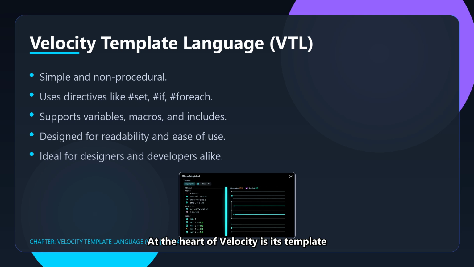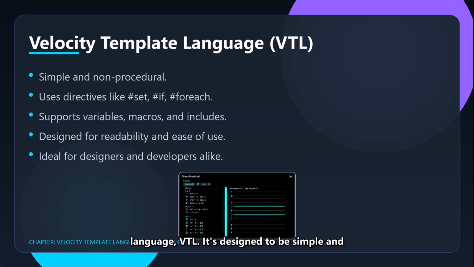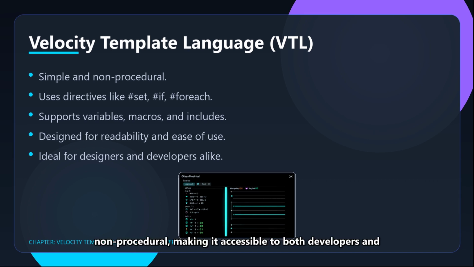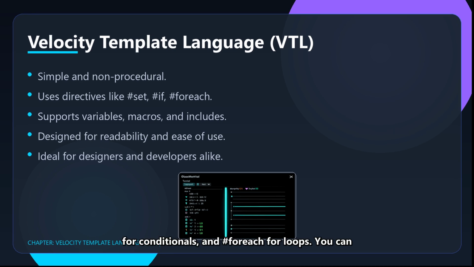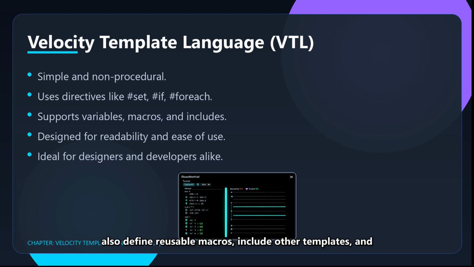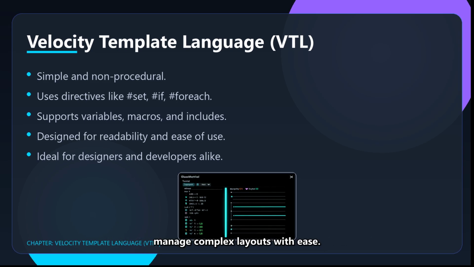At the heart of Velocity is its template language, VTL. It's designed to be simple and non-procedural, making it accessible to both developers and designers. Common directives include #set for variables, #if for conditionals, and #foreach for loops. You can also define reusable macros, include other templates, and manage complex layouts with ease.